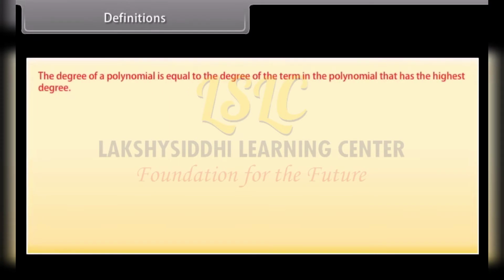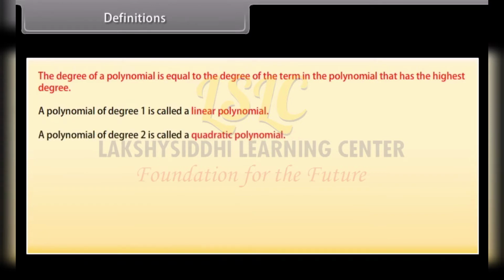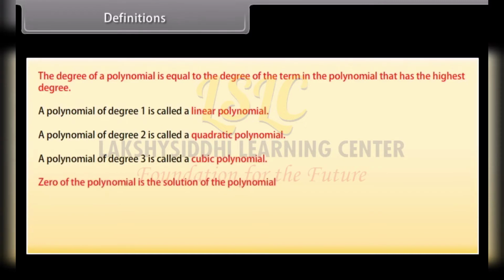Definitions. The degree of a polynomial is equal to the degree of the term in the polynomial that has the highest degree. A polynomial of degree 1 is called a linear polynomial. A polynomial of degree 2 is called a quadratic polynomial. A polynomial of degree 3 is called a cubic polynomial. A 0 of the polynomial is the solution of the polynomial.